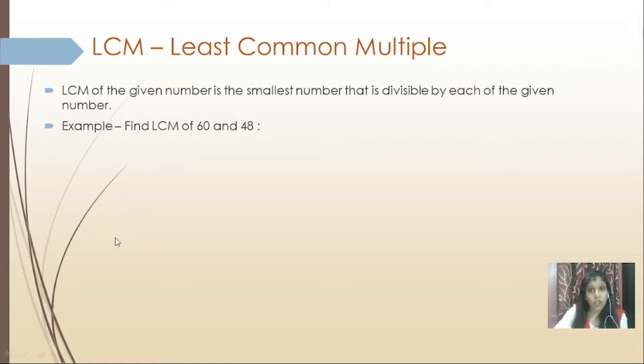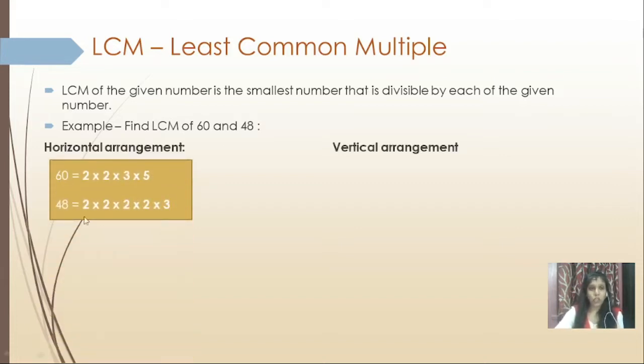You have the horizontal method and the vertical method both. In LCM, we use both these methods also. Okay, so the horizontal method. 60 is 2 into 2 into 3 into 5. If you solve this, you get the number as 60. And 48: 2 2s are 4, 4 2s are 8, 8 2s are 16, and 16 3s are 48.